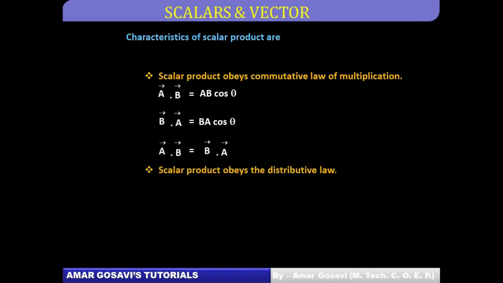Second characteristic, after obeying the commutative law, it also obeys the distributive law. That means how it gets distributed. Let's understand it in the form of an equation. So a bar dot, in brackets, b bar plus c bar. That means a bar has to be distributed over b bar in terms of multiplication, and a bar has to be distributed over c bar. How is it done? This can be equated to a bar dot b bar plus a bar dot c bar.